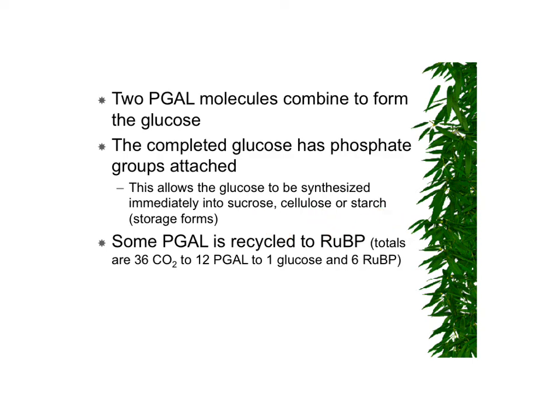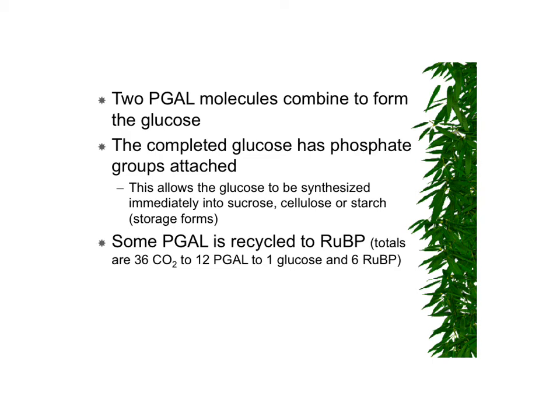So in a photosynthesizing leaf, you're not going to find a lot of glucose. Usually the glucose right away is going to be combined with other glucose molecules to either form sucrose, the large polysaccharide cellulose, or the large polysaccharide starch. That's the way that the cell's going to store up that glucose.